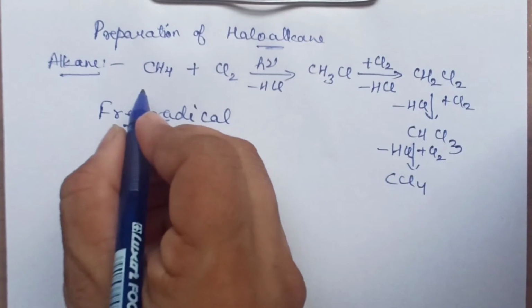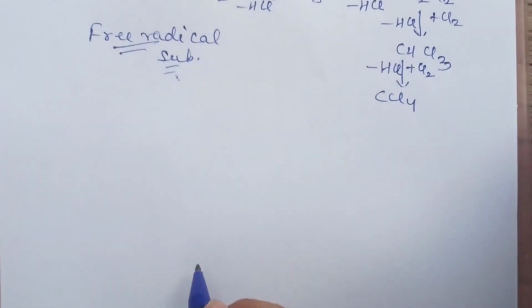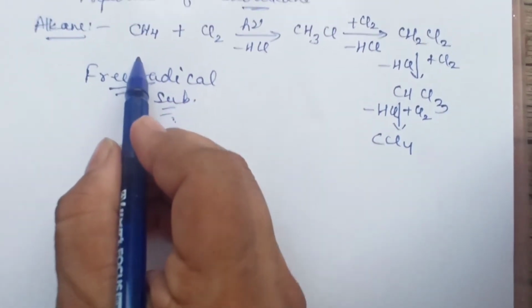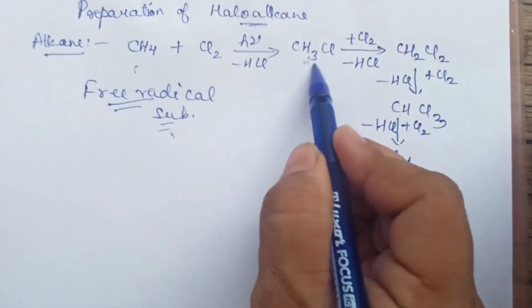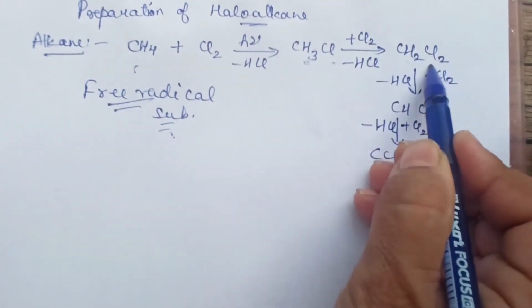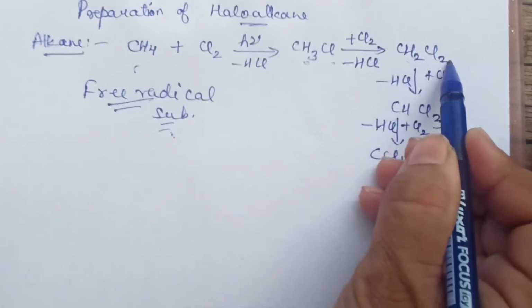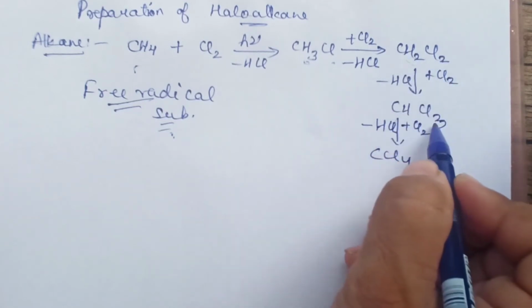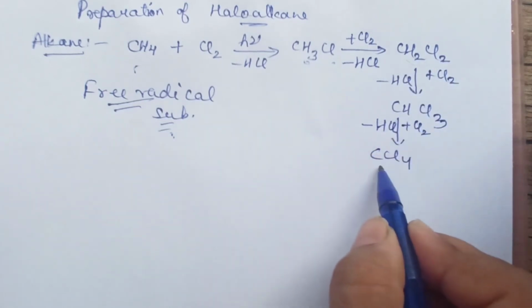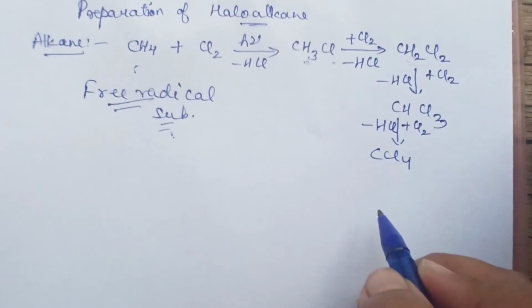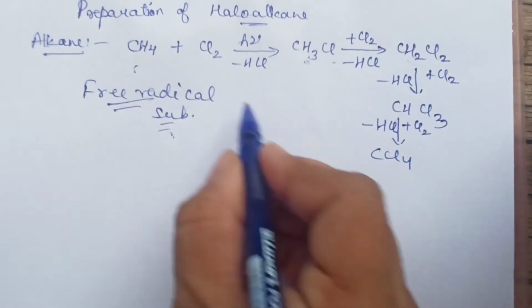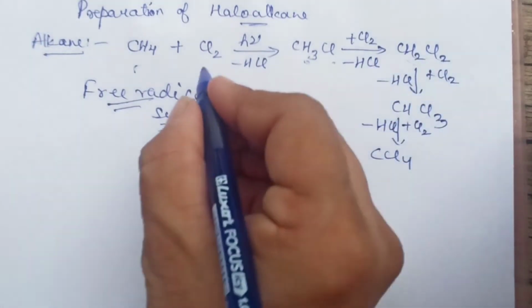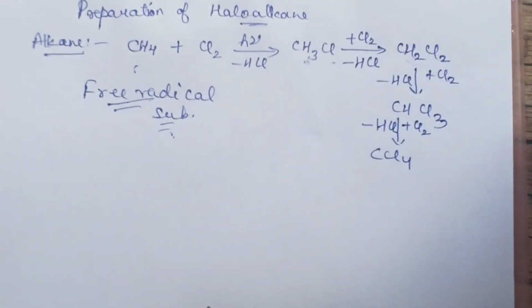Now this is a simple alkane, children, we have taken, where we have one carbon atom. You are getting this methyl chloride, this is methylene chloride, or we can call this dichloromethane, chloroform or trichloromethane, carbon tetrachloride or tetrachloromethane. So you are getting a mixture of the products, a number of products.